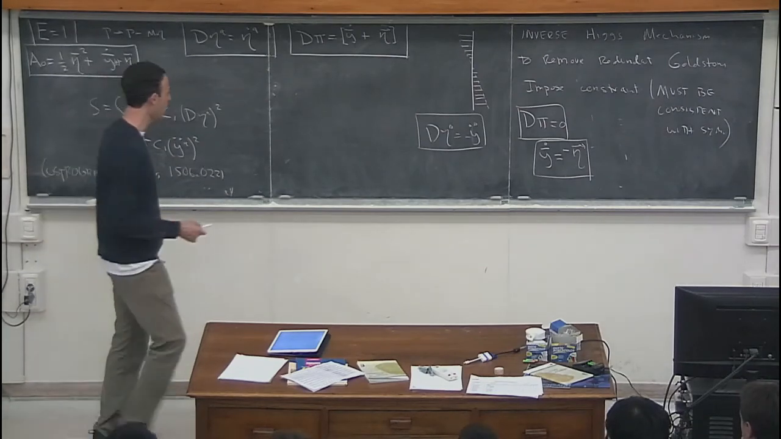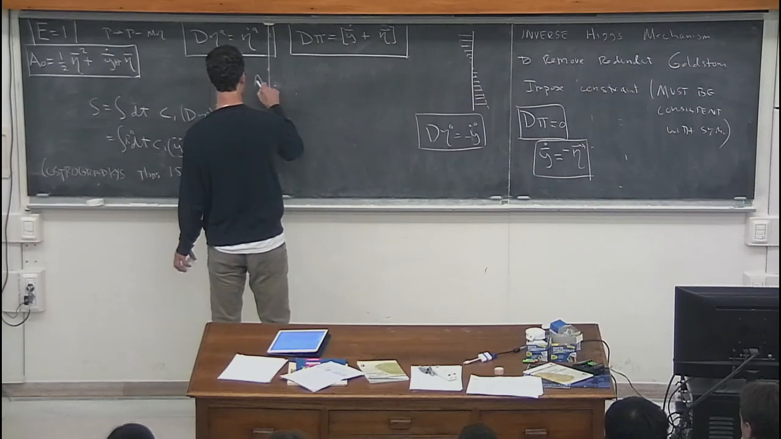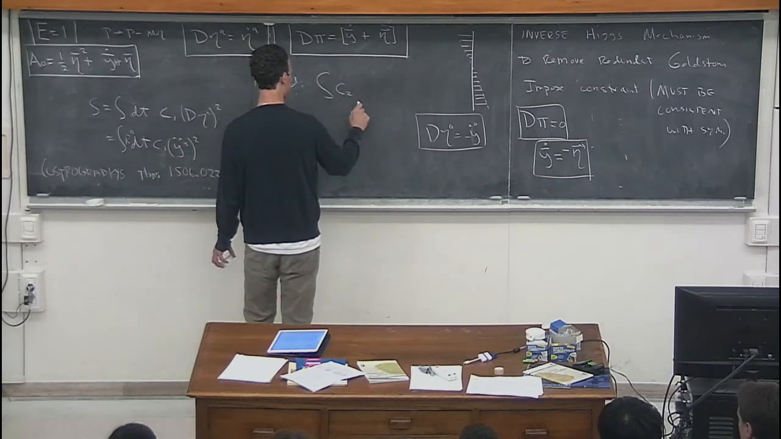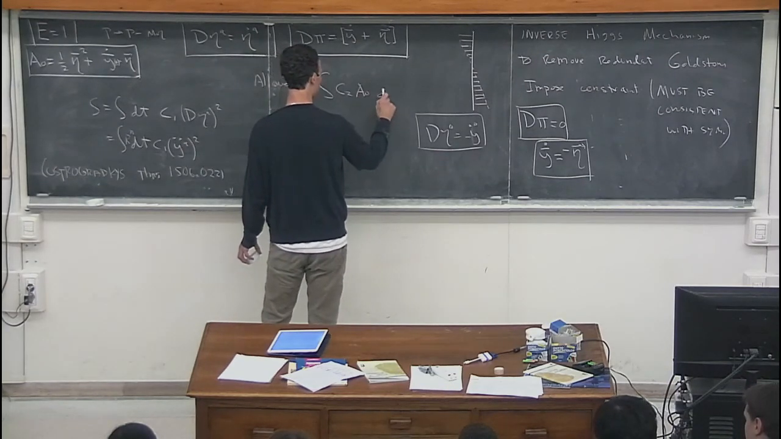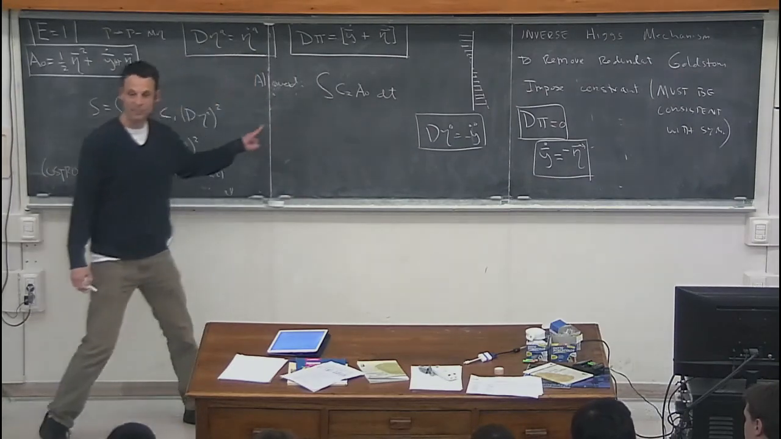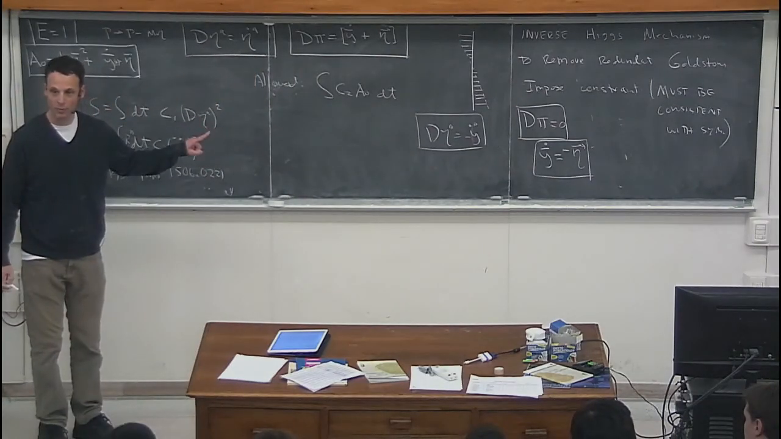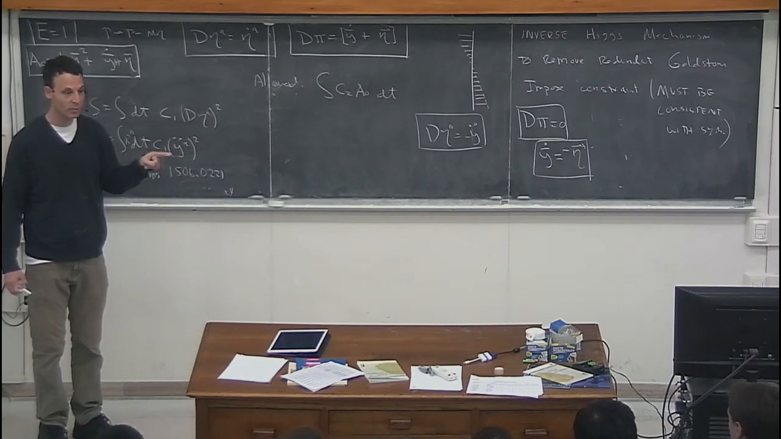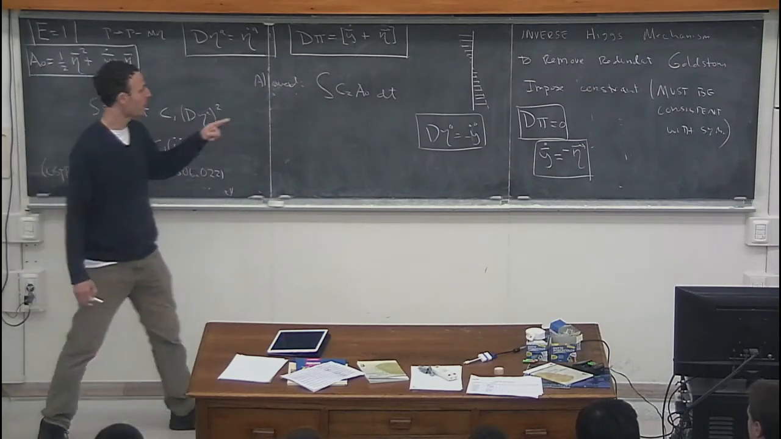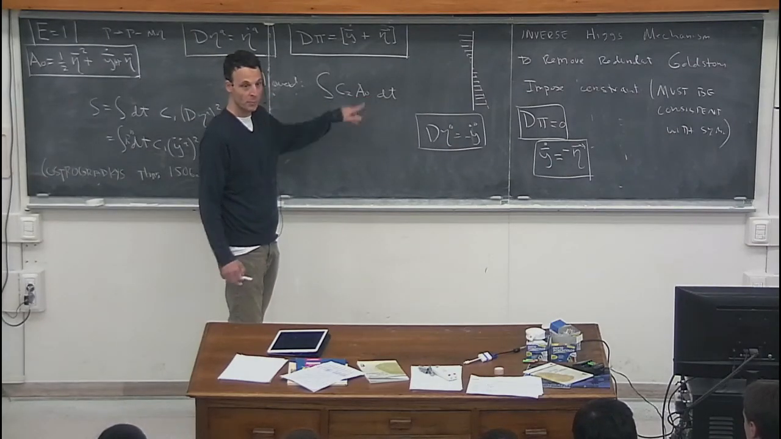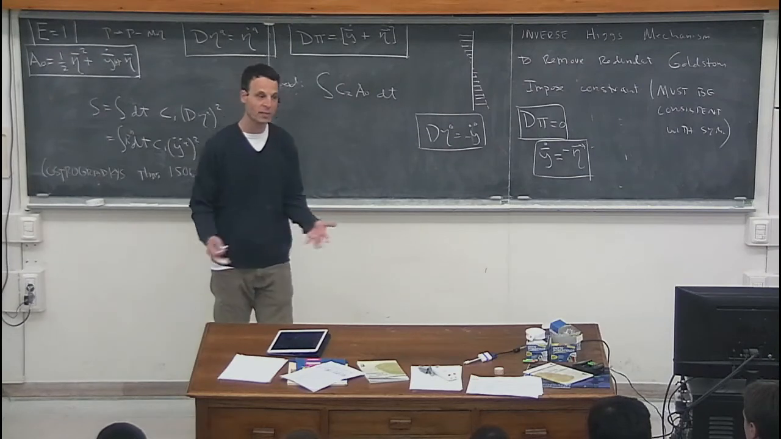So what I'm allowed to write is some other number times A0 dt, and that is an allowed invariant. It's not invariant, it's invariant up to a total derivative, right? So under a boost, it's going to go under a general G transformation. It's going to shift by a total derivative. But that's okay because total derivatives don't affect the equations of motion.